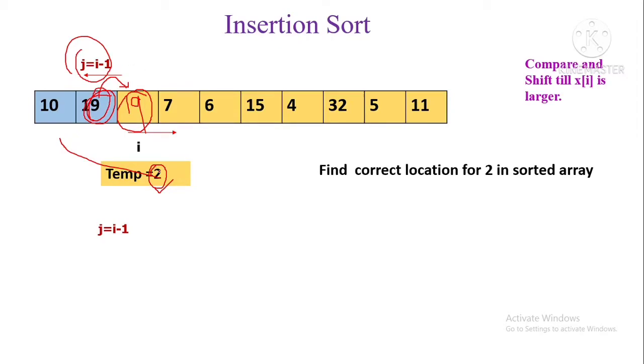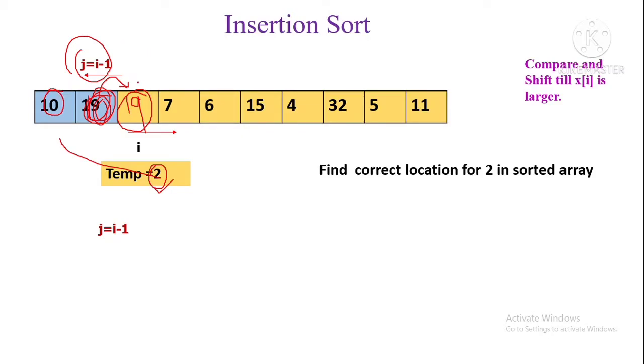Now 2 is compared with 10. Again 10 is a larger one, so I have to shift this 10 to the next position. Here I will be moving this element. Now this particular location is vacant.